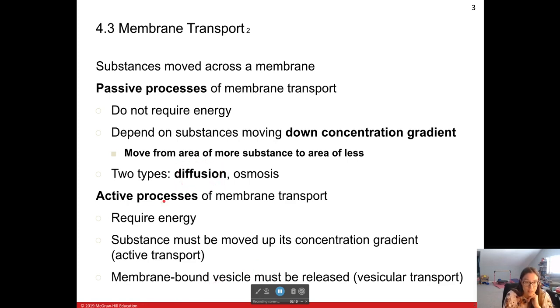Now for our active processes, once again, they require energy. Substances must be moved up or against their concentration gradient, or we have formed a membrane-bound vesicle. And with that membrane-bound vesicle, it doesn't really matter in which direction the substances move, although often, because there's a lot of substance, it'll often be down the concentration gradient. But it's more about we need the energy to form this whole vesicle and move the vesicle around the cell. And so usually this is for releasing bulk or big products like hormones or neurotransmitters, right? Which is why it's going to be really important for our nerve and muscle conduction.